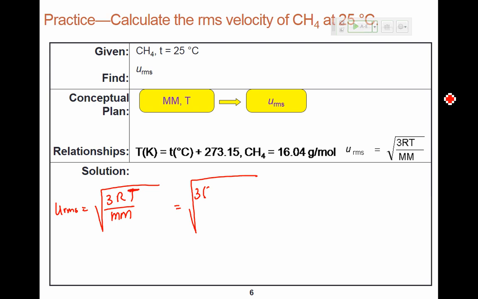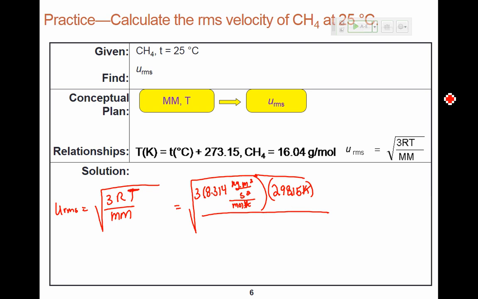So our R is 8.314, and that is in kilograms times meters squared over seconds squared over mole K. So that's why we need that Kelvin. And our temperature, when we calculate that, is 25 degrees plus 273. So that's going to be 298 Kelvin. Well, 298.15. So our Kelvin cancels out.